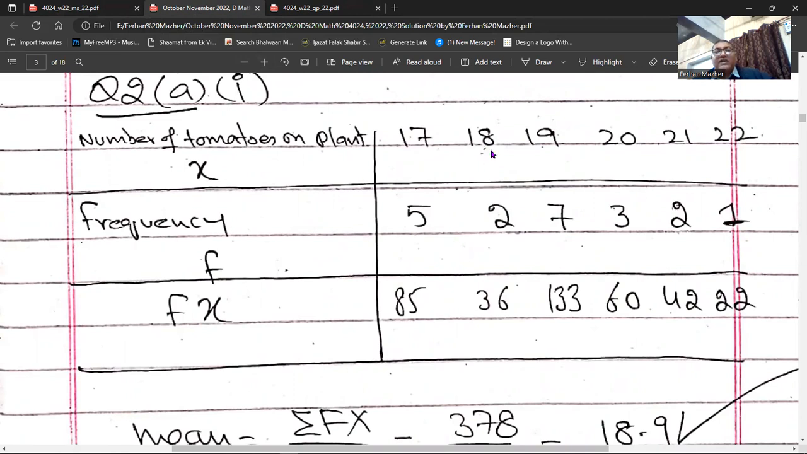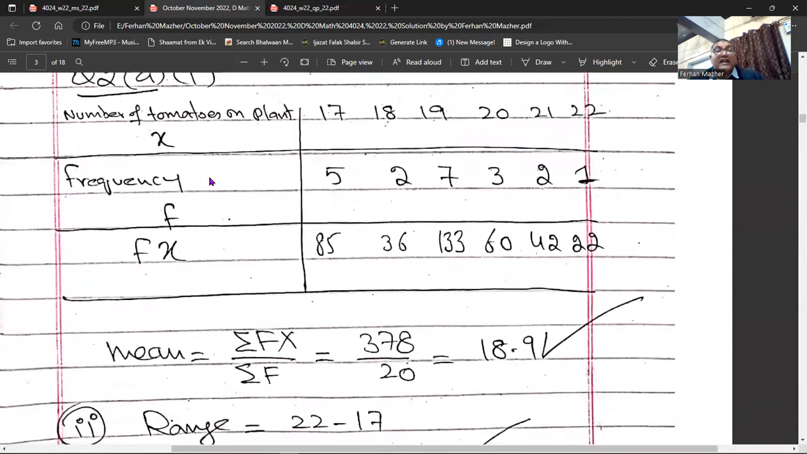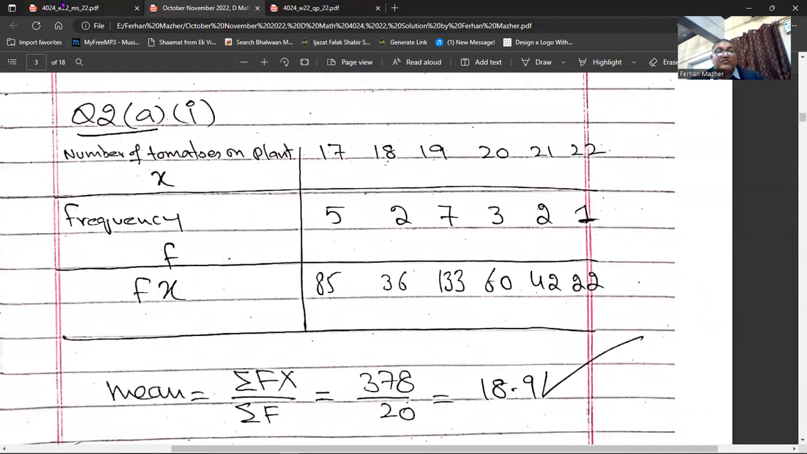17 5s are 85, 18 2s are 36, 19 7s are 133, 20 3s are 60, 21 2s are 42, 22 1s are 22. The mean is summation Fx divided by summation F. Summation Fx means you add Fx: 85 plus 36 plus 133 plus 60 plus 42 plus 22. That will be 378. Divided by the summation F, you add all the frequencies, 5 plus 2 plus 7 plus 3 plus 2 plus 1, that will be 20. So 378 divided by 20, and that will be 18.9. So this is question number 2A, first part.